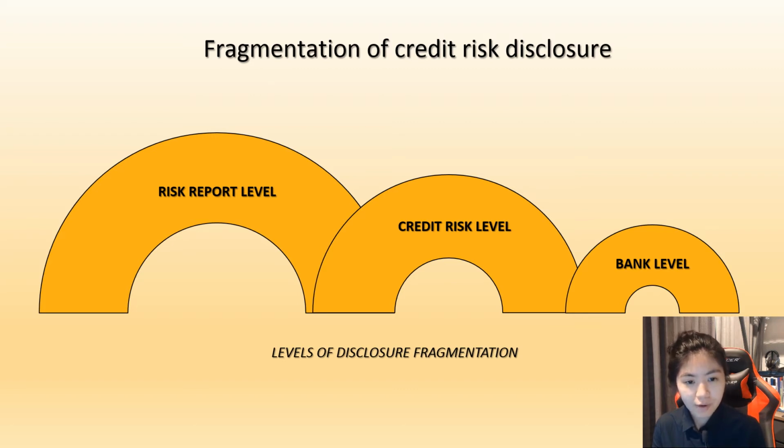The risk report level is related to the existence of different risk disclosure documents characterized by different levels of detail, content, and scope. Those reports are often not sufficiently integrated or cross-referenced with each other, and they are characterized by several instances of overlapping information.